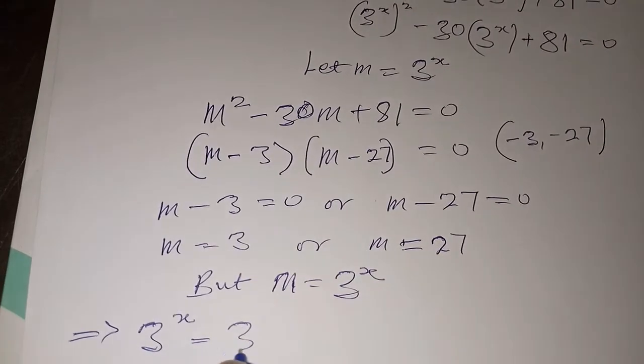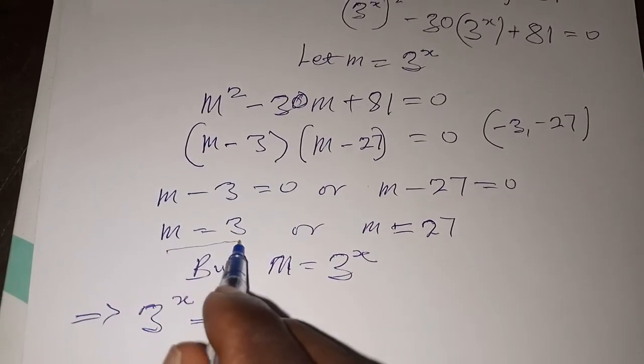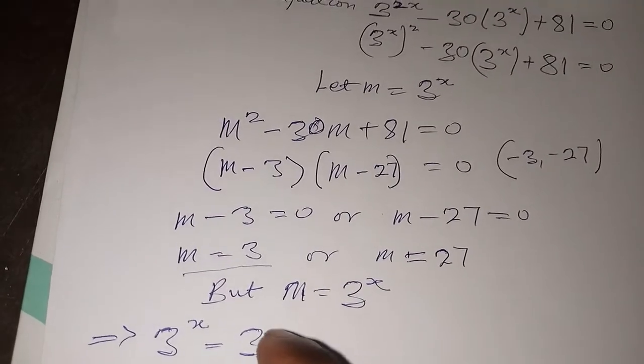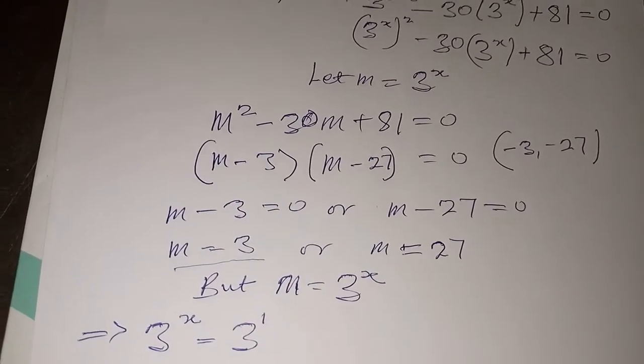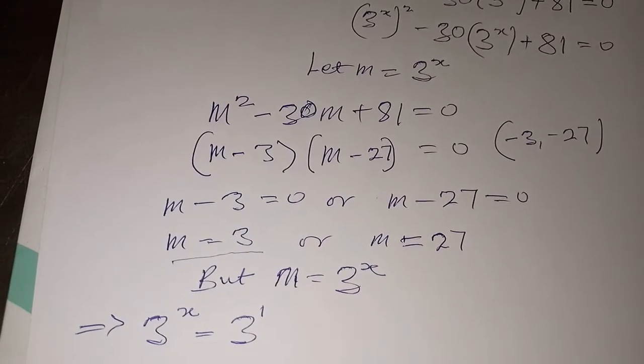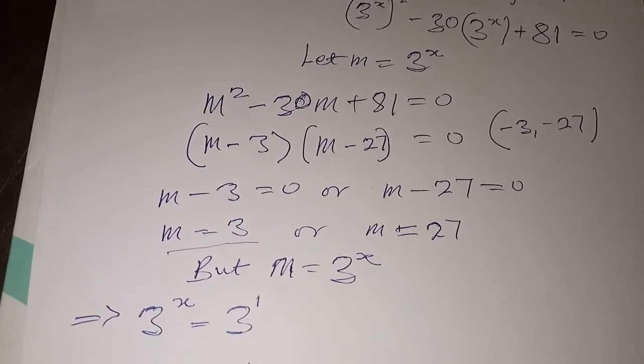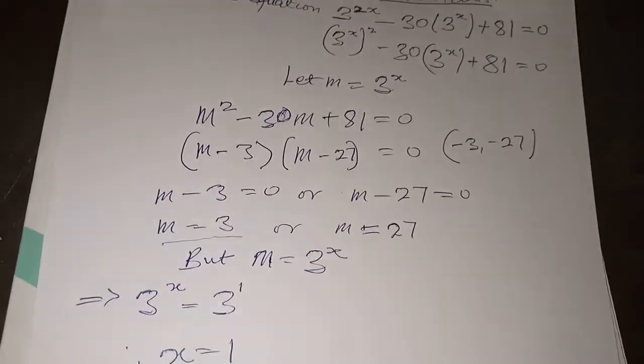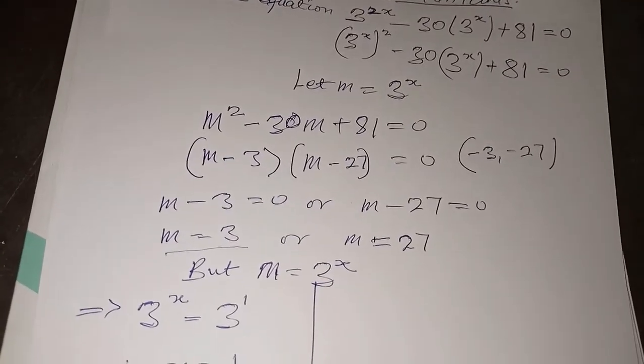We are just rewriting this. And as we can see, they have the same bases. So therefore, our x is going to be equal to 1 since the bases are the same. Then we take the second one.